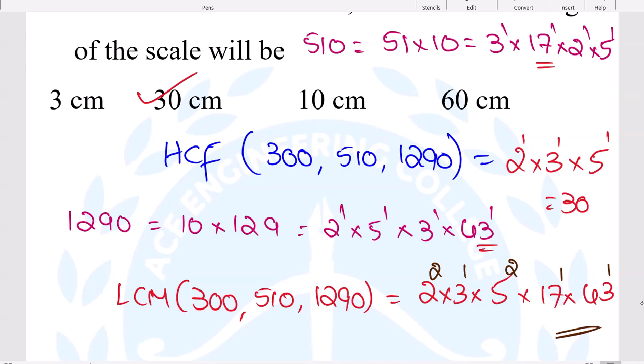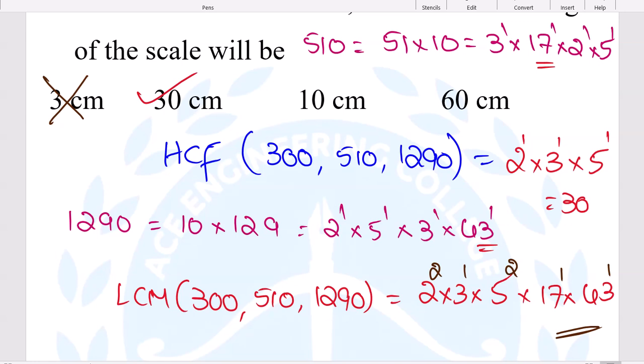Guys, listen. When options are given, go with the highest value among them. See, all numbers are divisible by 10, right? I'll do option verification. Are all numbers divisible by 10? So the option must be divisible by 10. This eliminates some options.